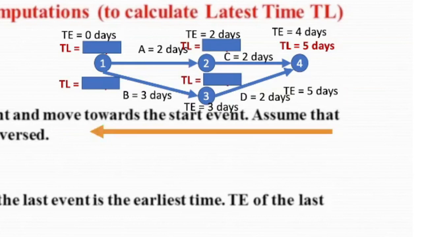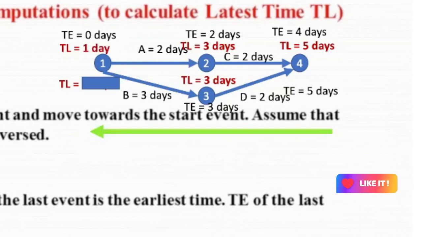Now for event 2, going backward, to get the TL for event 2, we subtract 2 from 5. So it will give us 3 days. And for event 3, we subtract 2 from 5, and it will give us also 3 days. Event 3, TL is 3 days. And from event 2 to 1, to get the TL, we subtract the activity's 2 days from 3 days, the same thing we did from event 4 to 2 and 4 to 3. So 3 minus 2 gives us 1 day. And the 3 days TL on event 3 will be subtracted by activity 3, which is 3 minus 3, and it will give us 0 days. So that's how we get the TL.